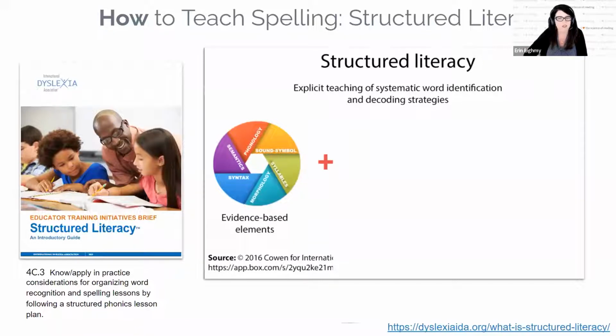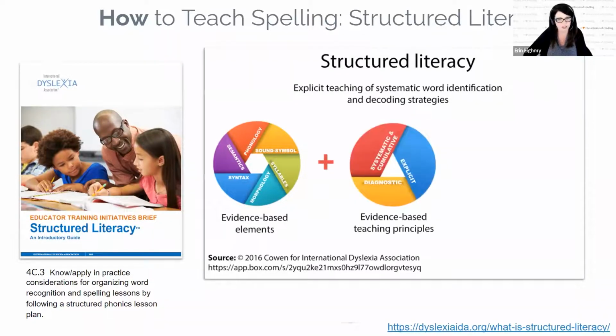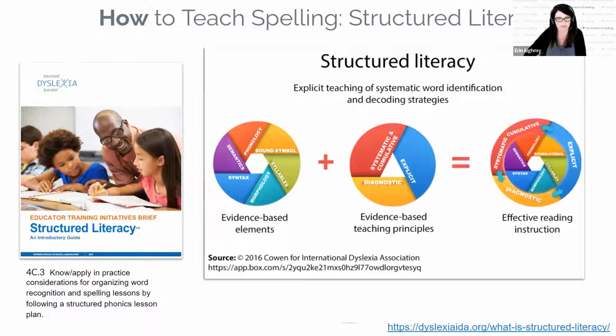So teaching decoding and spelling together can be mutually beneficial because it provides multiple exposures to the graphophonemic patterns of the language. Spelling should be integrated into the writing instruction that you're doing. It's one of those micro skills of transcription that is necessary for students to be able to write effectively. So effective reading instruction requires teaching all the elements according to the structured literacy principles.